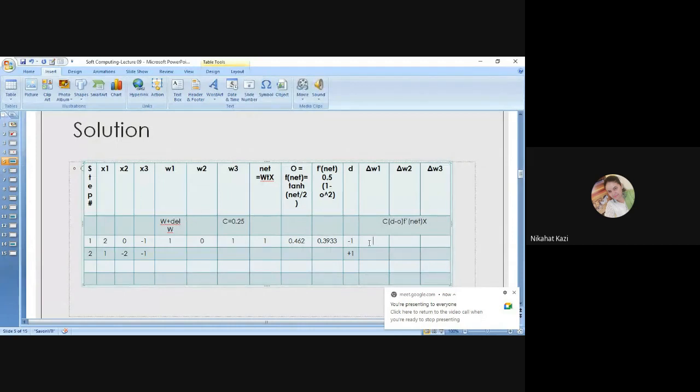D is given now. You have to compute this term, C times D minus O times f dash net. I told you the trick. First, you compute this, and then keep on multiplying by the individual x values one by one. Till here you compute C times D minus O times f dash net, where C is given to be 0.25. This term you compute, and one by one you take the x values and multiply that term with x. It will be faster. This will be 0 because x2 is 0. Tell me the value for delta W1 and delta W2.